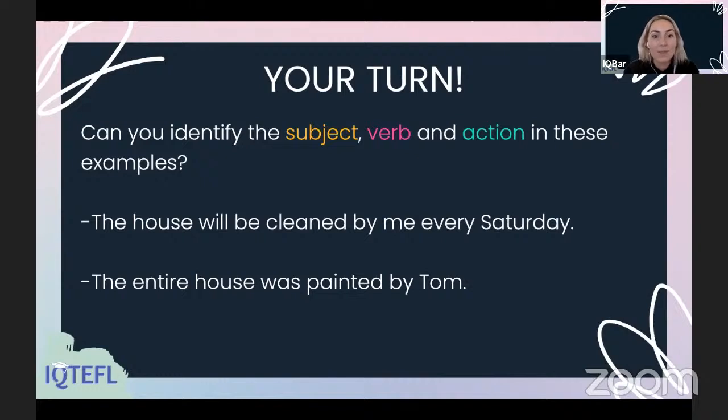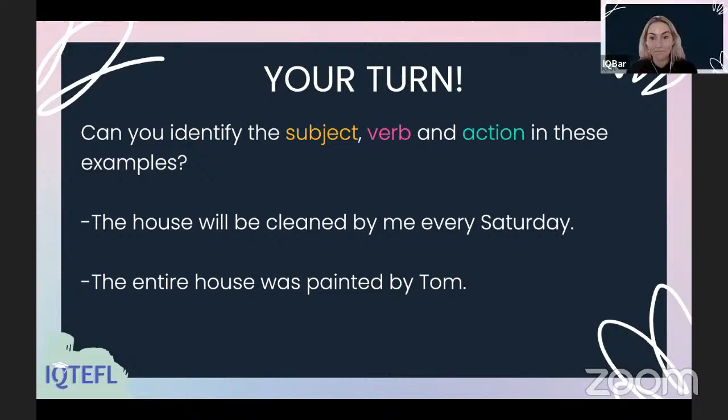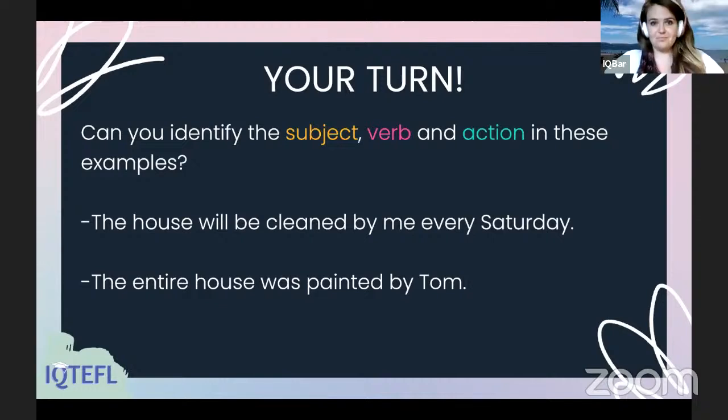So let's start with the subject first. What would be the subject of these sentences? Well, we can see actually that in both sentences, the subject is the house. Yep, definitely. So the house is the subject of this sentence. In the active voice, the house would be the object.